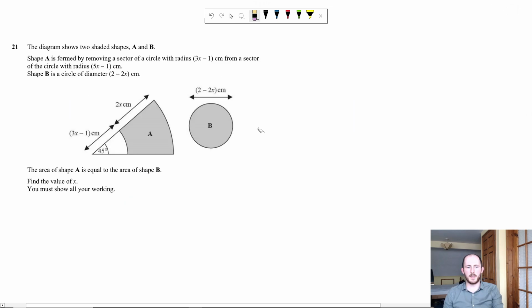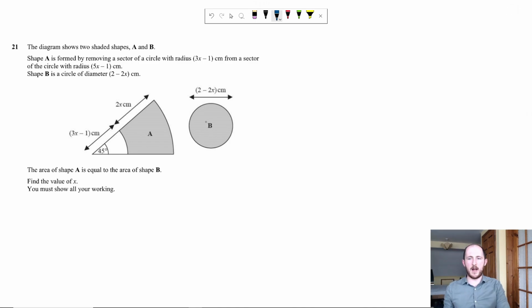But without further ado, we're going to move on to the last question of the paper, and then we'll be finished. So I think so far this paper hasn't actually been too bad. I think it's been the easiest of the grade 9 papers that we've done, of the 3 that we've done. However, this is where it gets a bit spicy. So we have two shaded shapes A and B, and it tells you that A is formed by taking this big sector and minusing the small sector from it, and then obviously the shape B is just a circle, right?